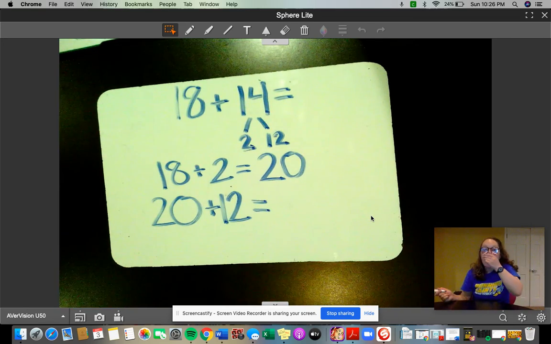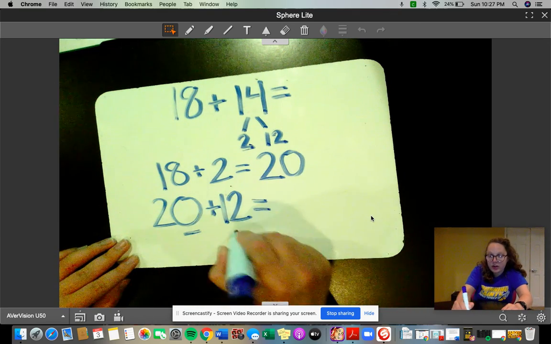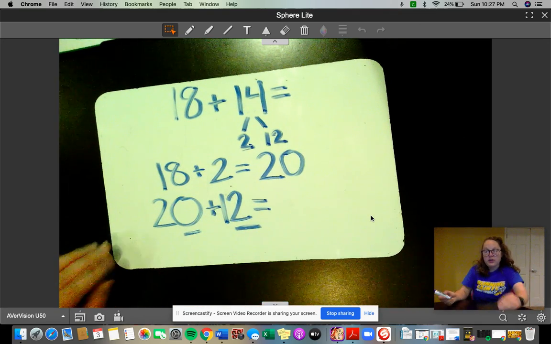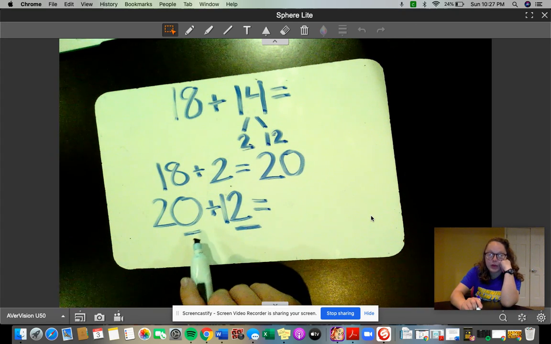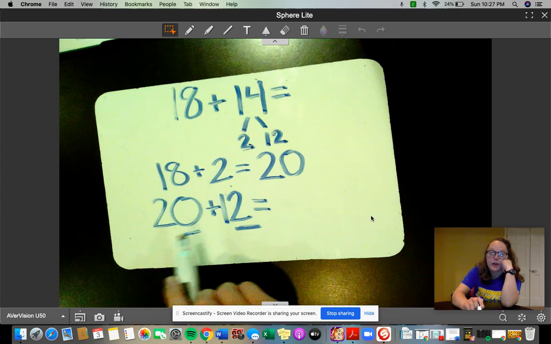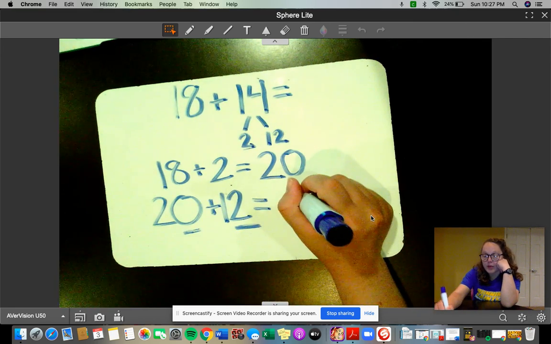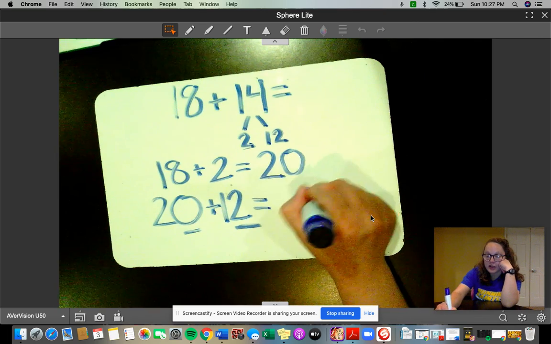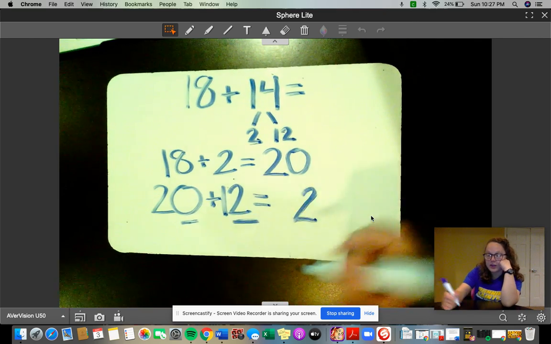Now, when I'm looking at my 20 and my 12, I'm going to look at the ones place first. And I see that I don't have anything in the ones place in my 20. I just have 2 10s. I don't have any ones in my ones place. And I have 2 1s in my 12. So I'm going to add my 1s. And 2 plus 0 is 2. So that's going to give me that.